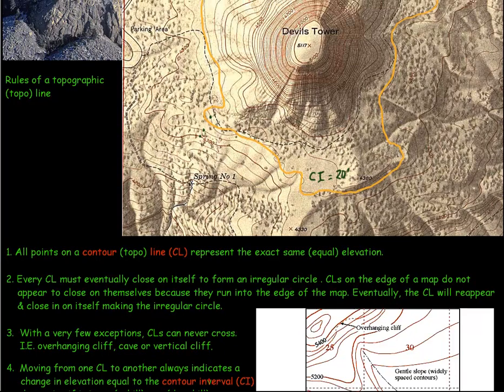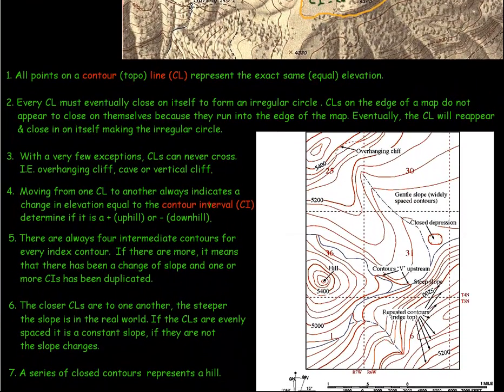And then I think I'm going to try to show you on this map, and then I'm going to show you a real topo map, one that's sort of like this, but it actually represents a real thing. Moving from one contour line to another always indicates a change in elevation. You either go from this point uphill, which is that way, or that point downhill, which is that way.